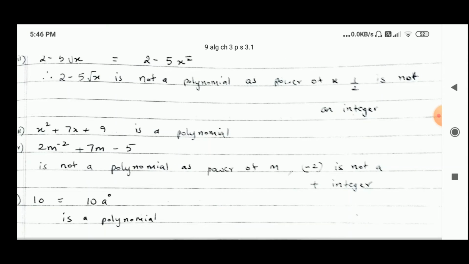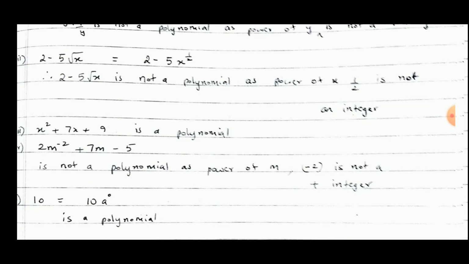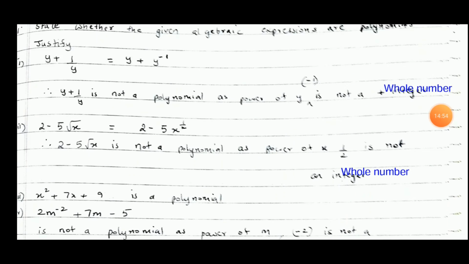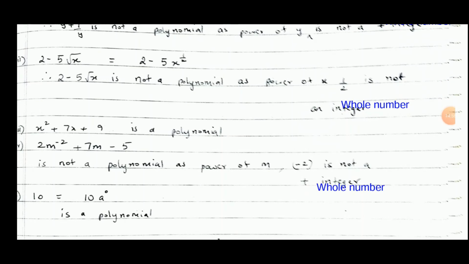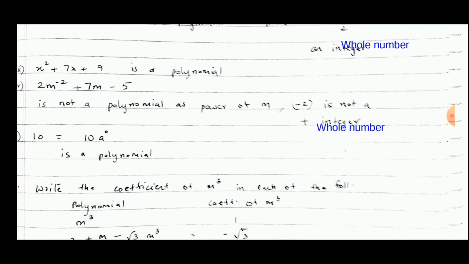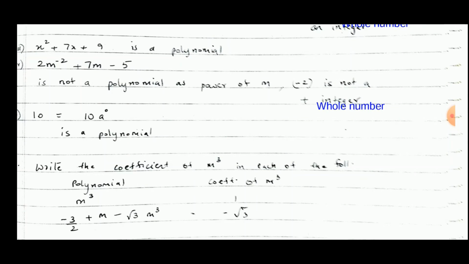Then the fourth one, 2m raised to power minus 2 plus 7m minus 5 is not a polynomial because the power of m, that is minus 2, is not a whole number. Then 10, this is a polynomial.